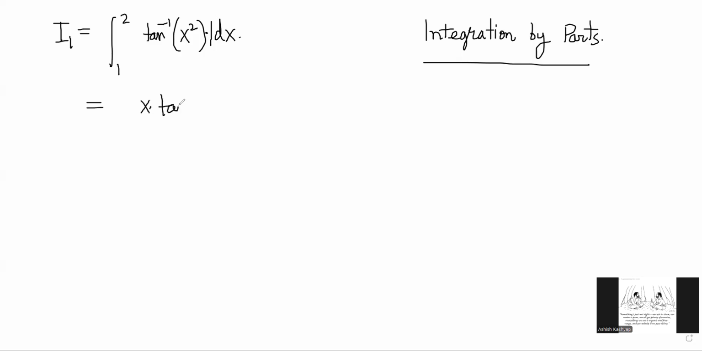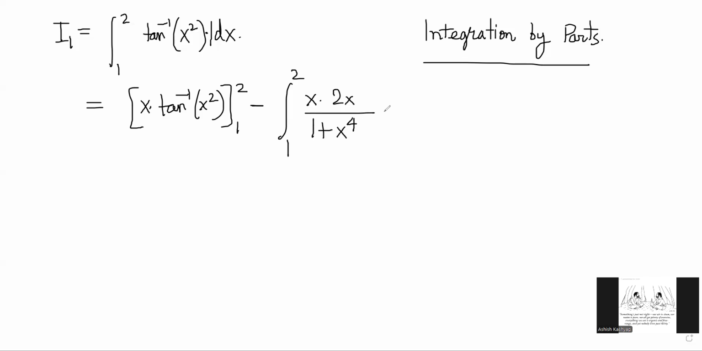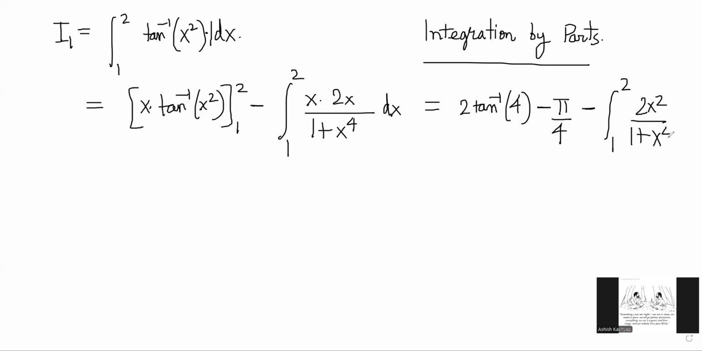You get x tan inverse x square evaluated from 1 to 2, minus the integral from 1 to 2. And now you will put an x here and differentiate tan inverse x square, which will give us 2x by 1 plus x power 4. So you will end up getting a 2x square here, and this part will become 2 tan inverse 4 minus 1 tan inverse 1, so minus pi by 4. And this part will become the integral from 1 to 2 of 2x squared by 1 plus x power 4 dx.